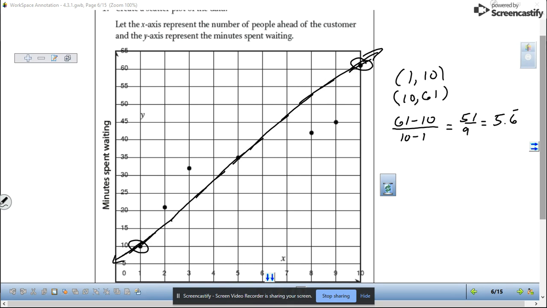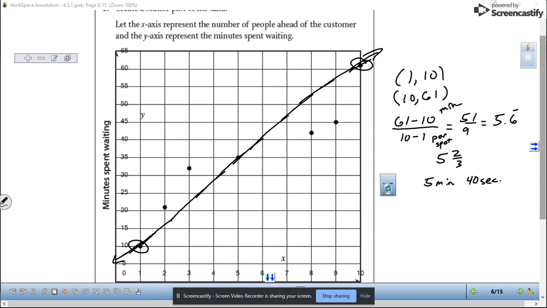Now, what does that mean? That's also, if you want to think about it, 5 2/3, which means if you think about time, right? This is what this means. So your average time that you're waiting. So this is time in minutes per person, right? Time per person, per spot in line. Okay, so 5 2/3, that means you're going to wait 5 minutes and 40 seconds per spot in line. Okay, that's what the slope means in the context of that problem.